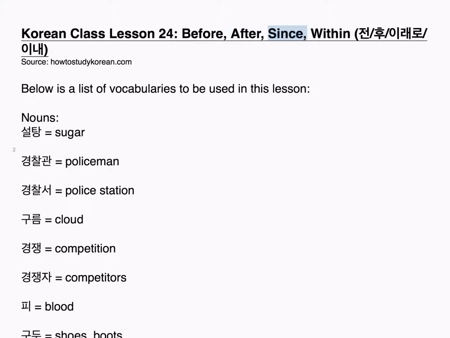before, after, since, within. 전후 이래로 인해 소스, howtostudykorean.com. Below is a list of vocabularies to be used in this lesson.